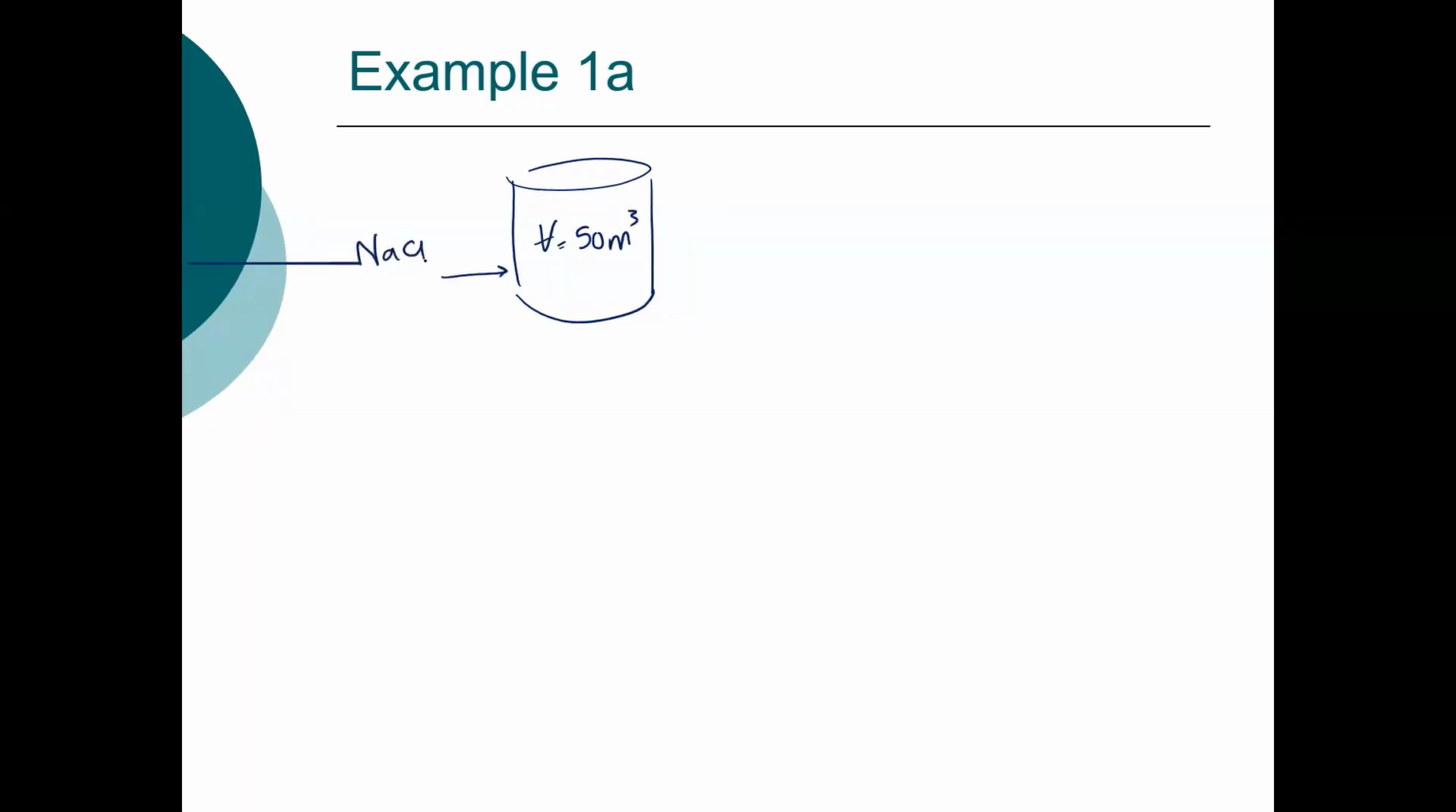So we have a non-reactive salt. We'll call it sodium, could be sodium chloride. C in is 100 milligrams per liter. We said Q in is equal to 50 cubic meters per day. The volume is constant, so Q out is 50 cubic meters per day. And C out is going to change with time.